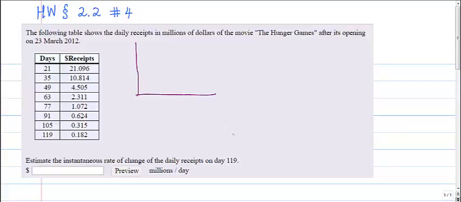Hello, I got a few questions about number 4 in section 2.2 in the online homework. So let's take a look at that. So this is the problem. It shows the daily receipts in millions of dollars for some movie. And it says estimate the instantaneous rate of change of the daily receipts on day 119.